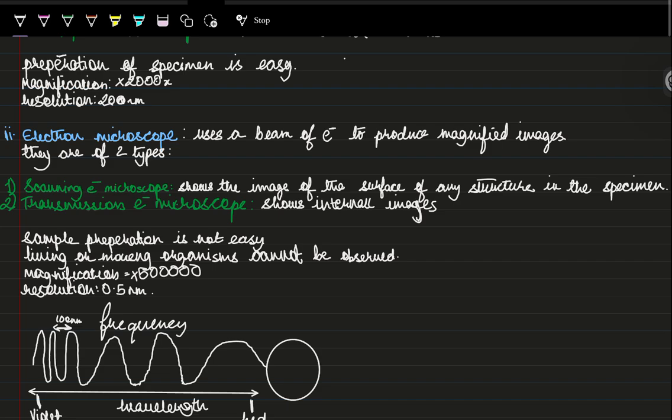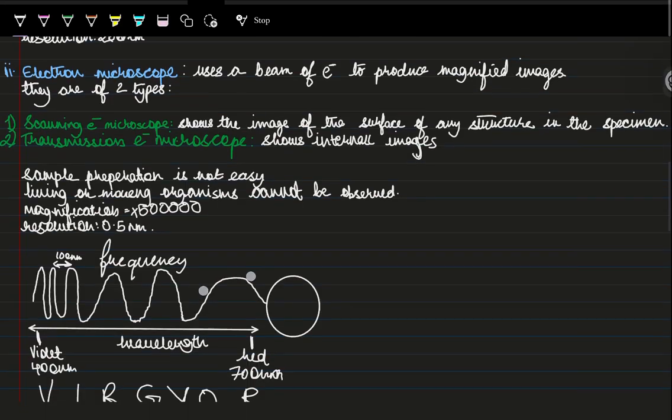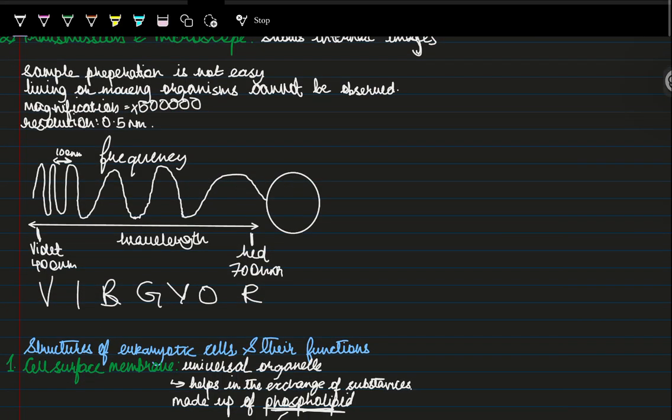Magnification can go up to 500,000x, and the resolution is 0.5 nanometers, which means you can see objects that are maximum 0.5 nanometers apart from each other. So we learned about the wavelength. Violet has 400 nanometers of wavelength, red has 700 nanometers. So all of these colors can be seen through a light microscope. Anything smaller is not visible.